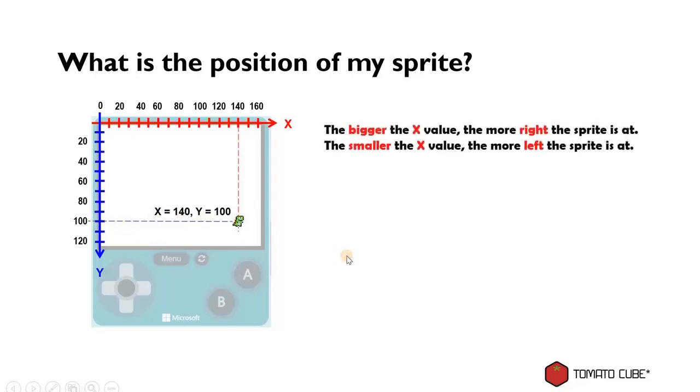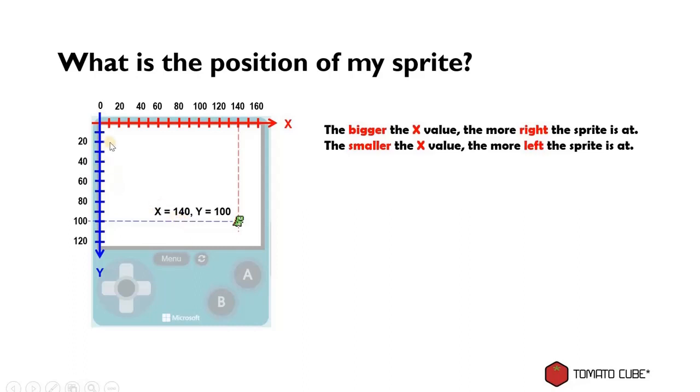If you notice something, for the x-axis, the bigger the x value, the more to the right the sprite is going to be located. So if your sprite is at x equals 140, it's actually on the right side of the screen. If your sprite is located at x equals 20, it will be somewhere around here on the left side. So the smaller the x value, the more towards the left side the sprite will be. The bigger the x value is, for instance 160, the sprite will be on the right hand side. Of course, if x equals 80, it will be in the middle of the screen.